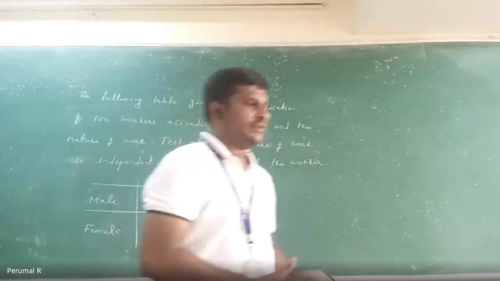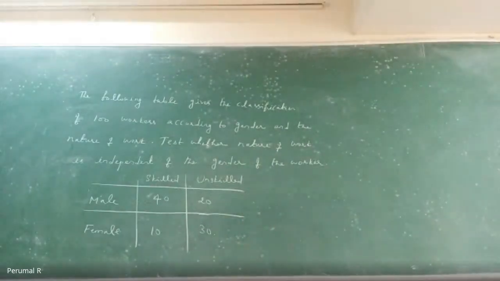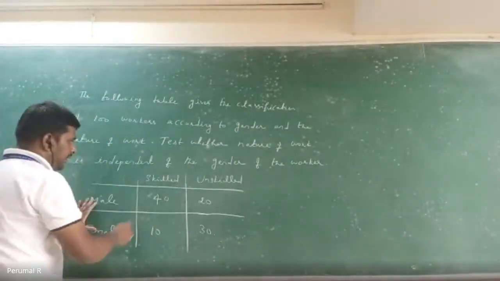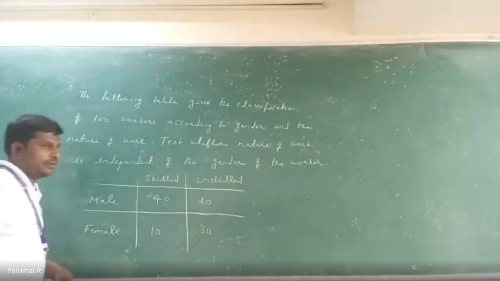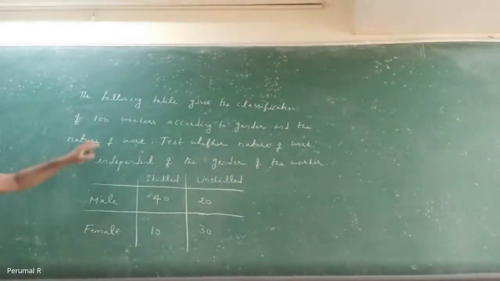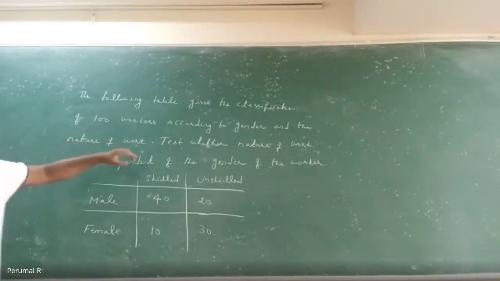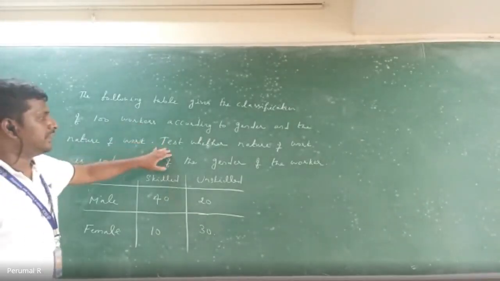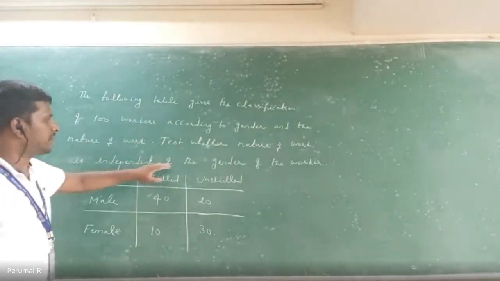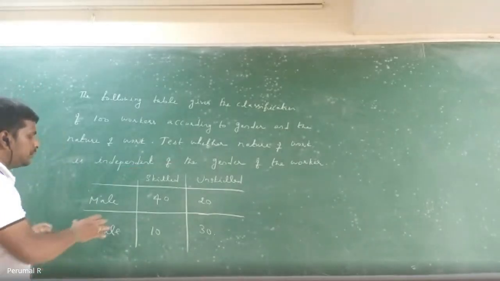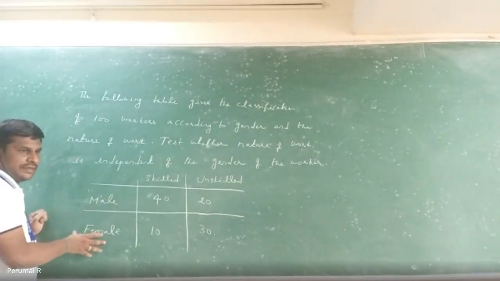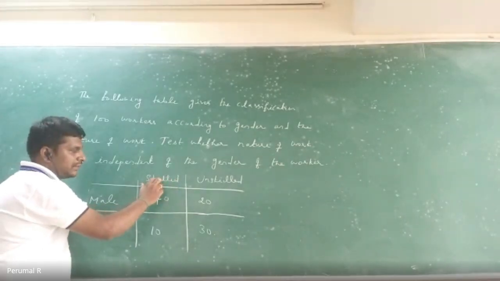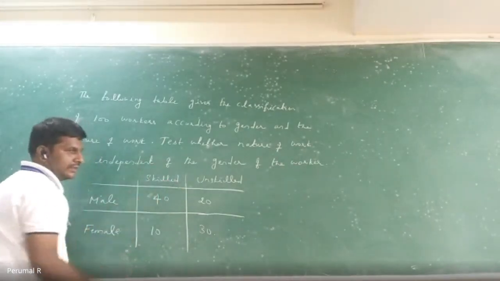Okay, so look at this problem. Here two kinds of attributes are given, gender and the nature of work. The following table gives the classification of 100 workers according to gender and the nature of work. Test whether nature of work is independent of the gender of the worker. One is gender, another is nature of work, categorized as skilled and unskilled.